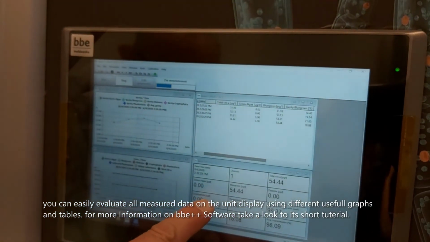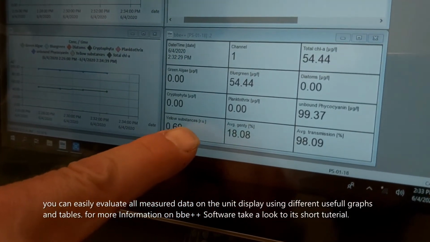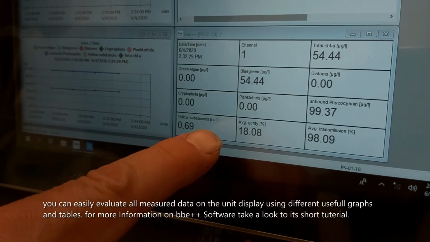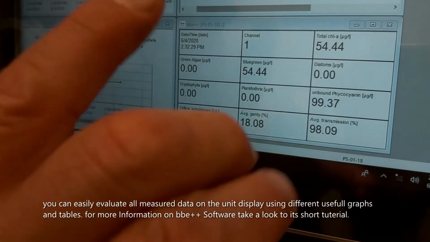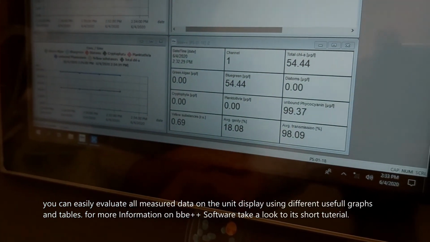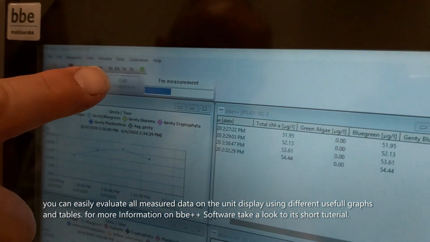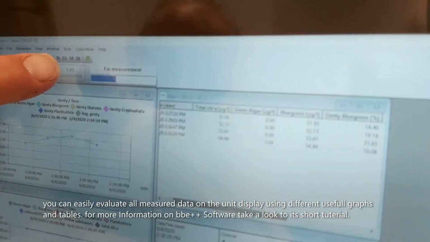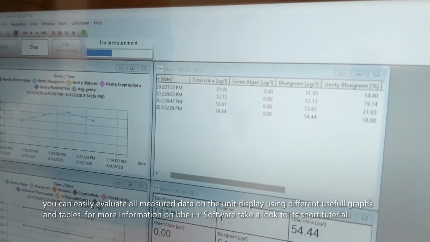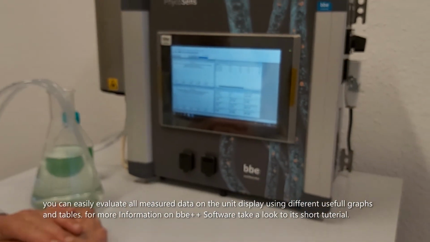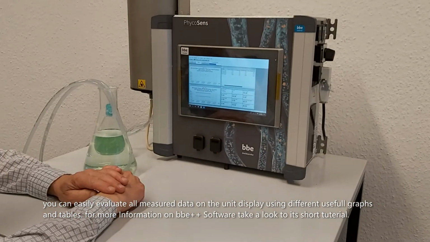Here we have the last single values shown in a larger version, the values that are obtained from the last measurement. And here in front we have also the progress of the measurement. As we can see here, a so-called FM measurement, where you use a different light regime to determine the different parameters.